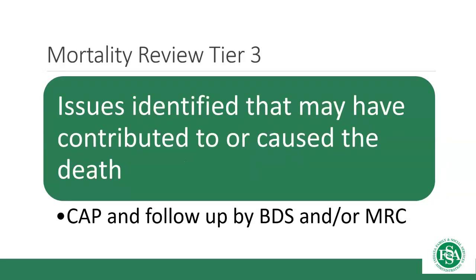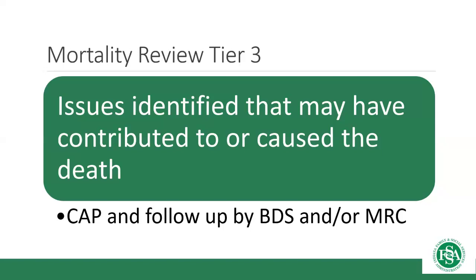Tier 3 are those issues and opportunities for improvement identified during the scope of the mortality review that may have contributed to or caused the individual's death. For example, an individual was found unresponsive, and the staff called their supervisor for permission to call 911, and the individual passed away. Or an individual was identified as a choking risk, choked, and it was found that the choking plan was not followed by staff.